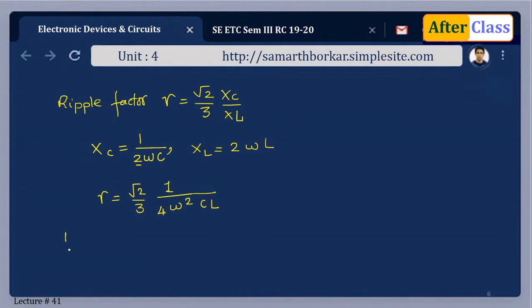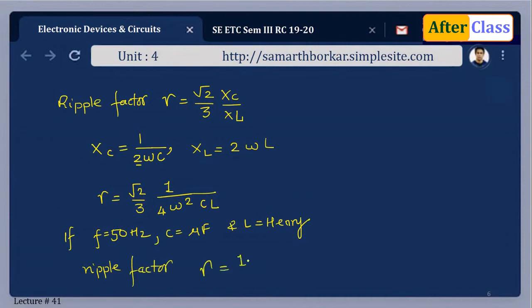Fine. If we take a frequency as 50 Hz, that is omega is 2 pi f. Fine. F is 50 Hz. We'll take this capacitor in terms of microfarad, so multiply by 10 to the power minus 6, and inductor in terms of Henry. Then this ripple factor r equals to 1.194 divided by LC, and this is an important equation.